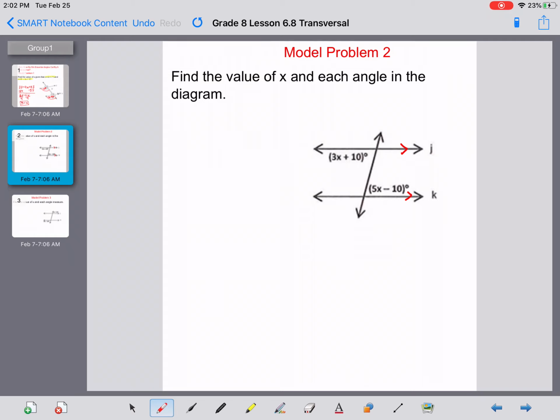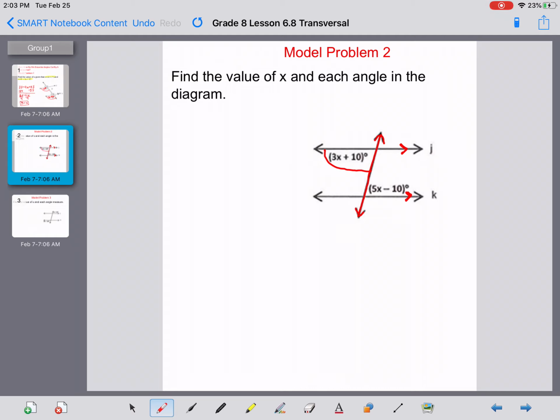Find the value of x and each angle in the diagram. Take a second to copy down the problem and the picture. From my diagram, I have these two arrows here, so I know that my lines are parallel. This line is my transversal, so I need to determine what type of angles I have.